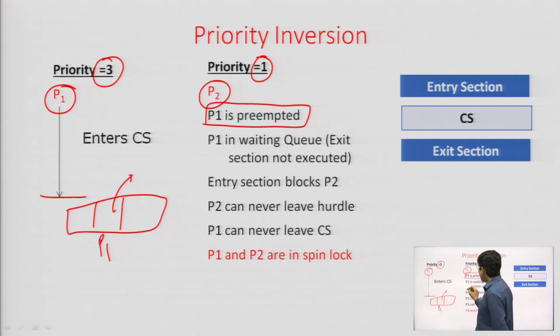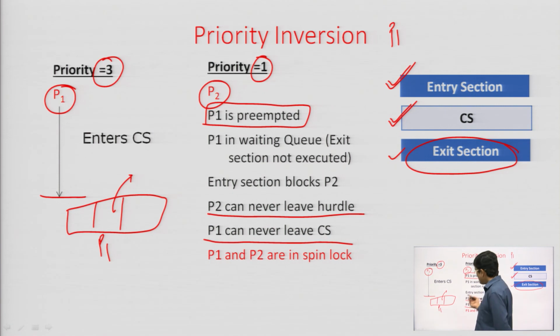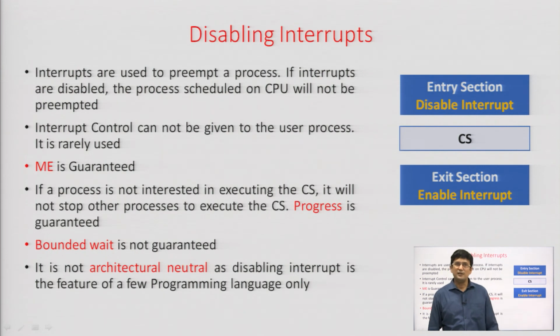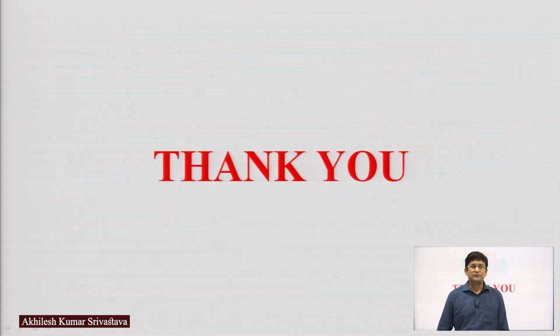The code we have written would have an entry section, the critical section, then the exit section. So, P1 has completed the entry section and is in the critical section, which means it has not executed the exit section. If it has not executed the exit section, it will not finish. So, P2 cannot leave the hurdle, and P1 also cannot leave, which means they are in a spin lock. So, the solution would be that while entering the critical section, we disable the interrupt, and while exiting the critical section, we enable the interrupt. So, this is the reference for this lecture. Thank you.